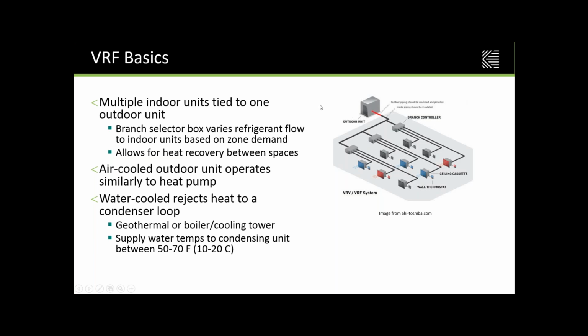The diagram I show here is an air-cooled system, but there are two types. There's the air-cooled and the water-cooled. If I were to diagram a water-cooled system, all it has is an additional loop tied to this outdoor unit. Even though it's still called an outdoor unit, in the water-cooled system, it doesn't have to go outside. It's basically just our heat pump to move heat from the refrigerant loop to the condenser loop. This condenser loop can be supplied either by a geothermal system or by a combination boiler and cooling tower. Our supply water temperatures are around 50 to 70 degrees Fahrenheit.